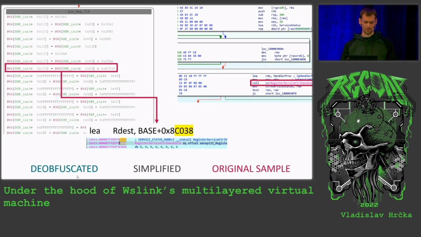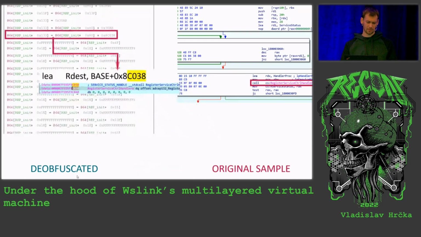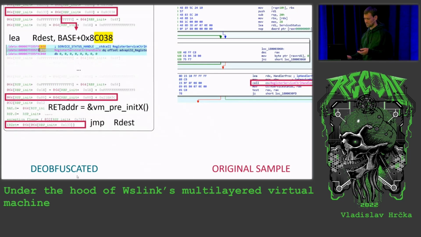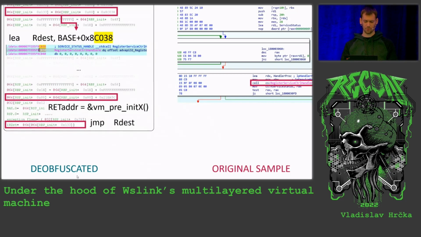And now basically this bytecode ends with this call, and we can see that it sets this register to the address of this API. At the end of the block, we can see that it actually jumps to the register, so it performs that call like this. And the return address of the call is set like before, and it is set to another VM preinit, which means that when the API call is finished, another bytecode is executed.